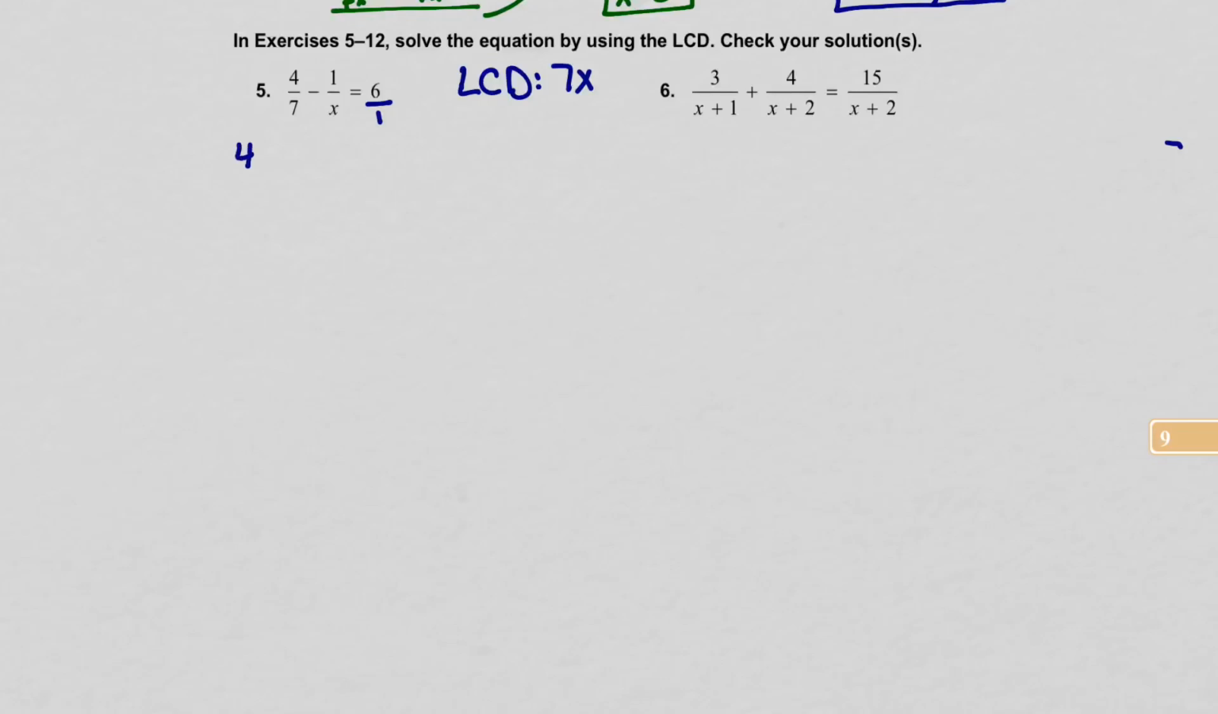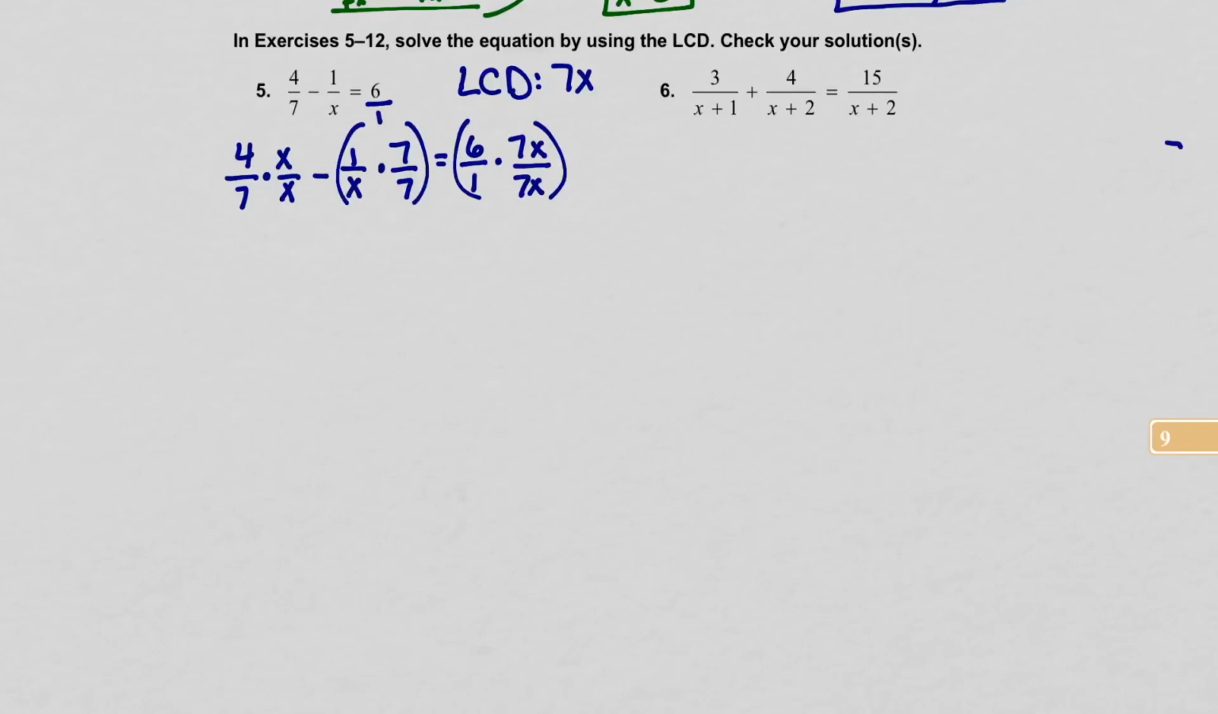So if I need 4 over 7, that denominator is missing an x, so I multiply top and bottom by x, minus, and then I have the fraction 1 over x. Its denominator is missing the 7, so I'm going to multiply by 7 over 7. And then I have the fraction 6 over 1, and its denominator is missing both 7 and the x, so I've got to multiply by 7x.